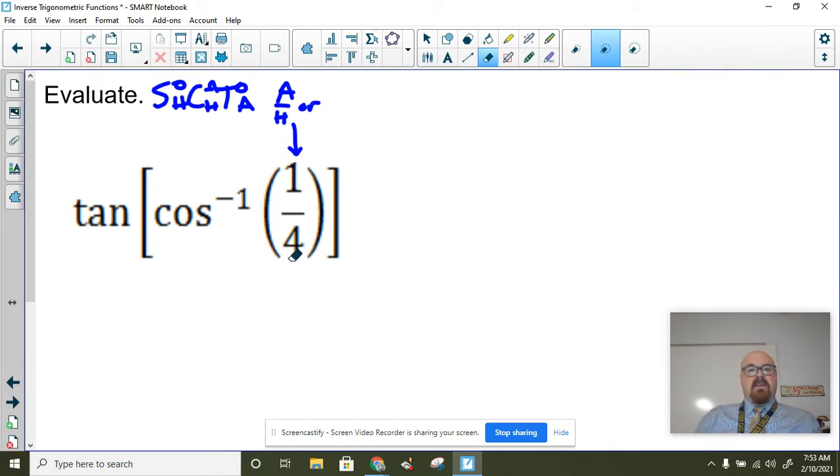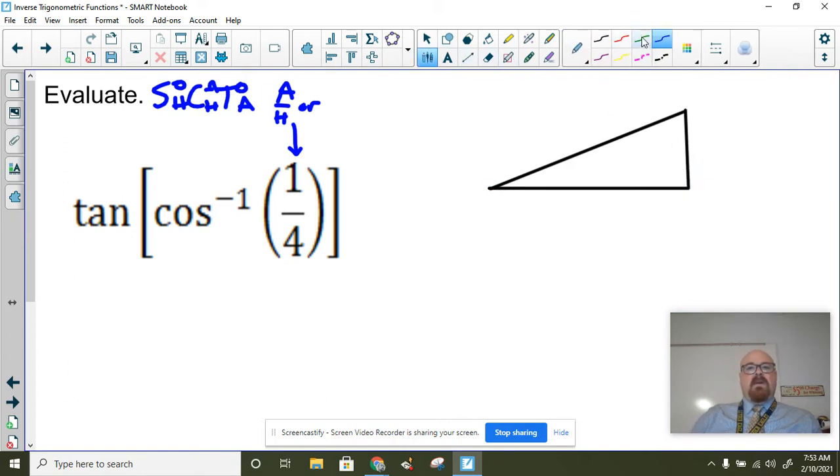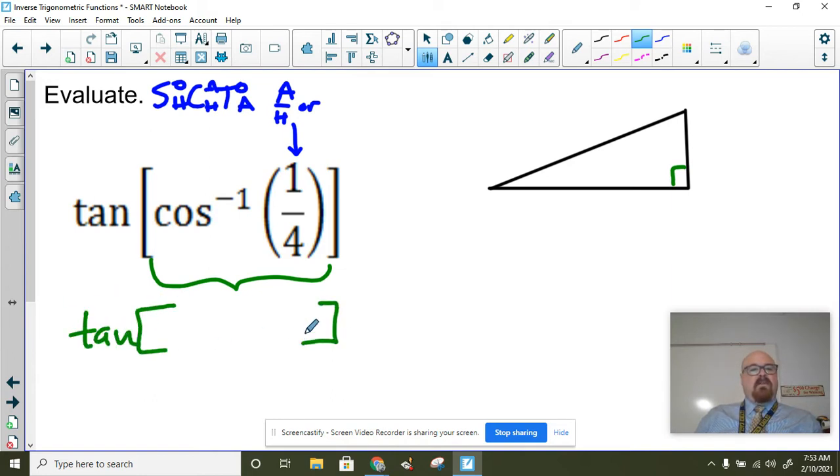We have to use this as an adjacent over hypotenuse ratio on a right triangle. So I'll draw my right triangle here. What we're saying is that this problem isn't done until we've taken the tangent of the output of this statement. So what is the output of an inverse trigonometric expression? It's an angle, right? We will have evaluated this when we take the tangent of an angle.